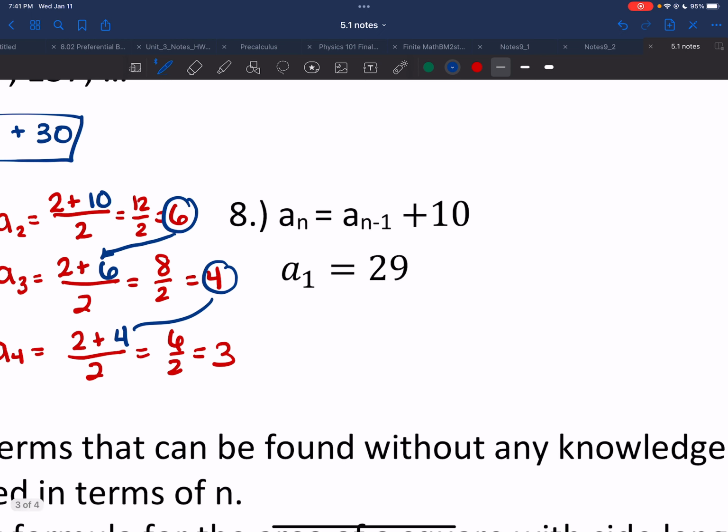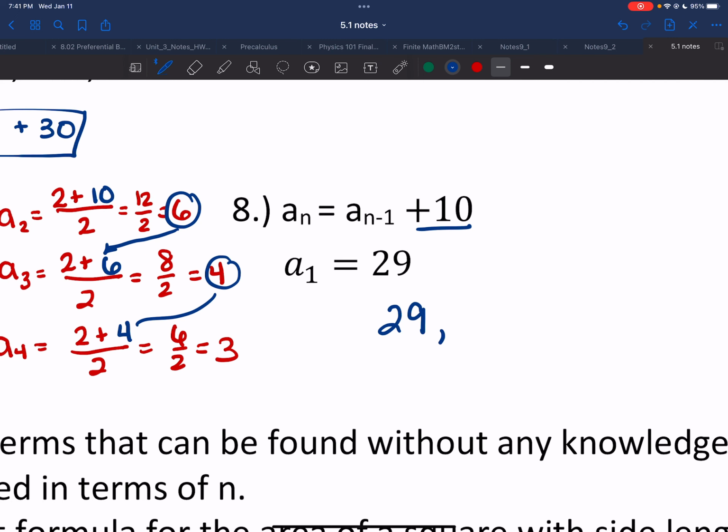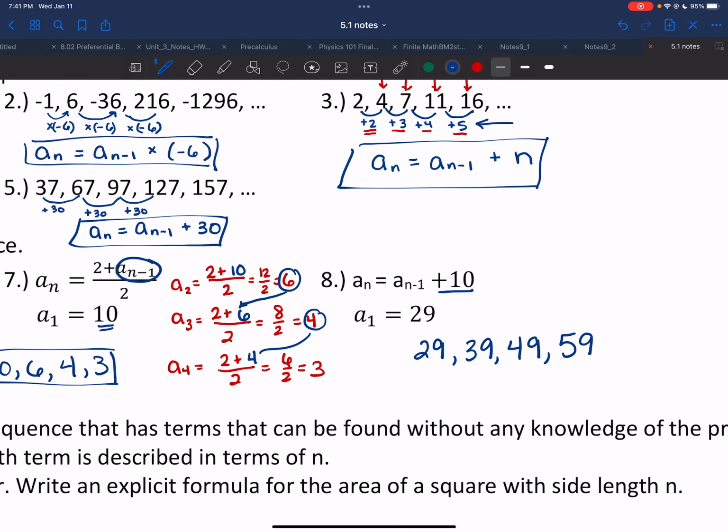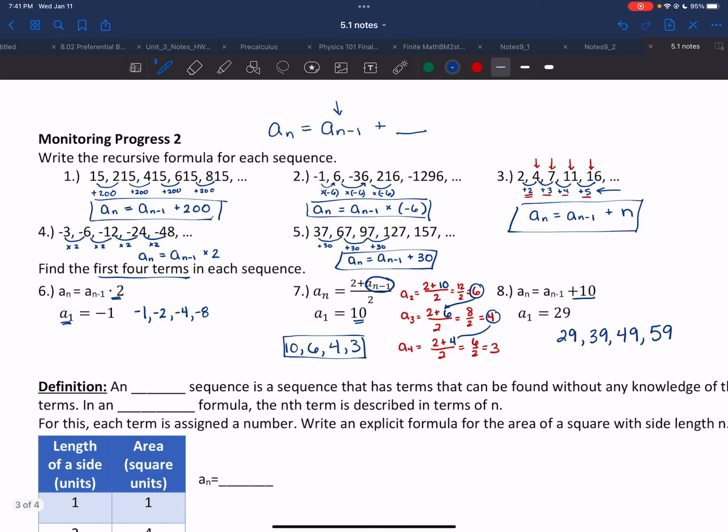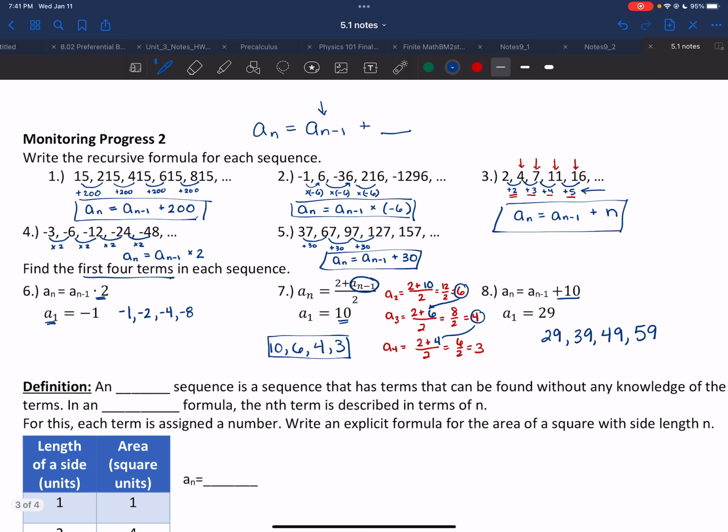And then the last one, I have a start of 29, and I'm going to add 10 to each one. So 29 plus 10 is 39. Add 10, 49. Add 10, 59. So those are our monitoring progress to make sure that you understand how to do a recursive formula and also how to read a recursive formula to find your terms that you need.